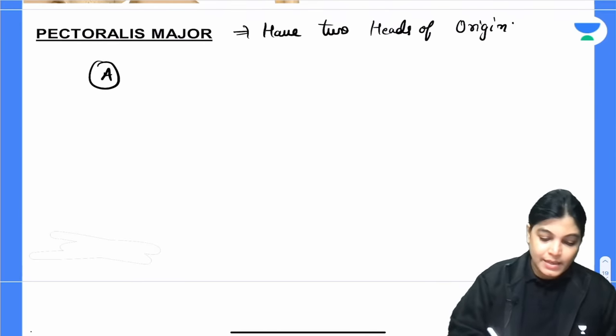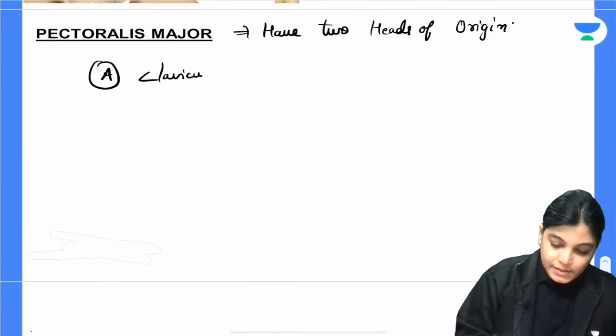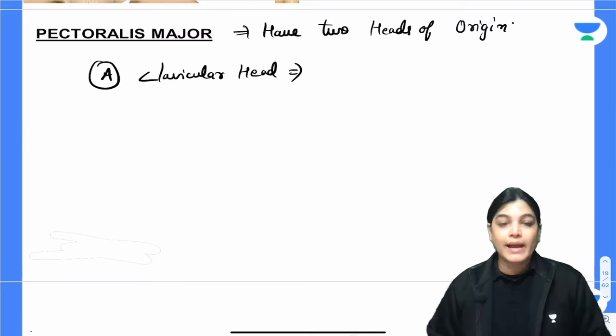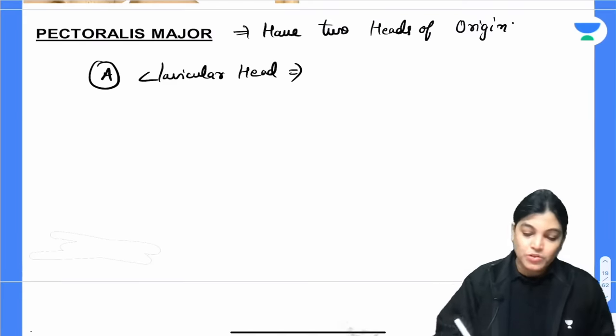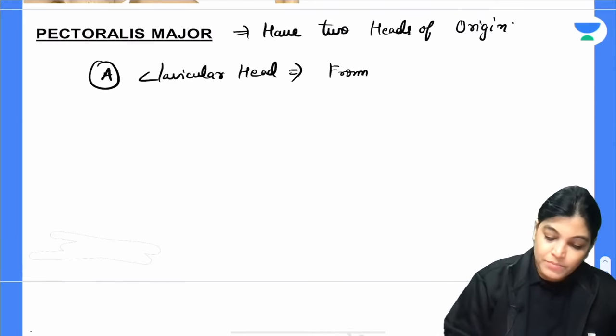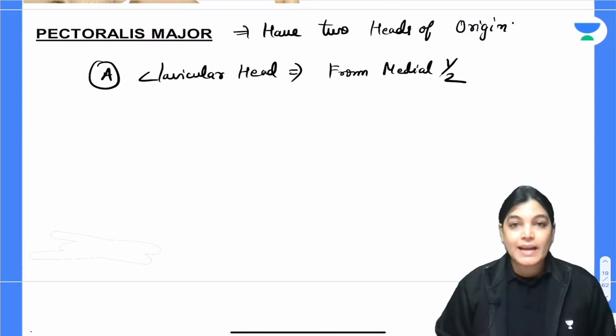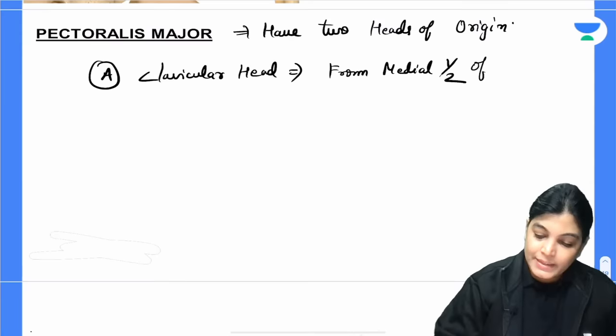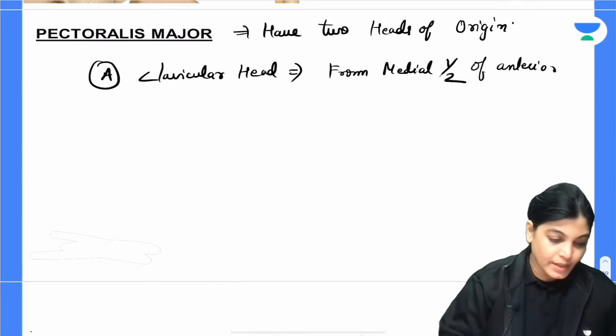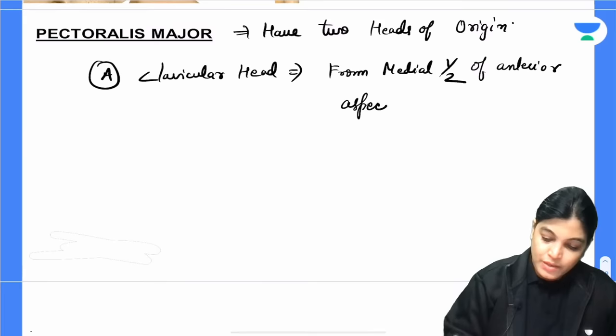First head is the clavicular head. The clavicular head, as we have seen in the diagram, originates from the anterior aspect of the medial half of the clavicle.